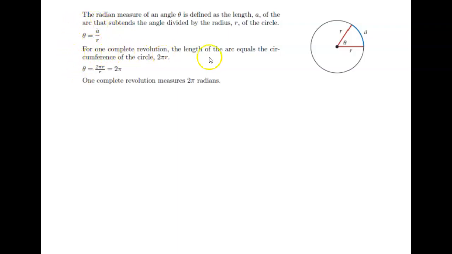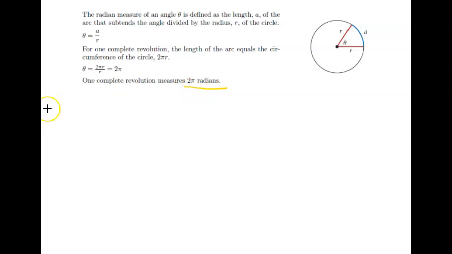For one complete revolution, so going around this circle one time, the length of the arc A equals the circumference, and we know that as 2 pi r. So based on simplifying this formula, we can come to the conclusion that one complete revolution measures 2 pi radians. So where we are used to seeing 360 degrees, in radian measure, it is 2 pi radians.